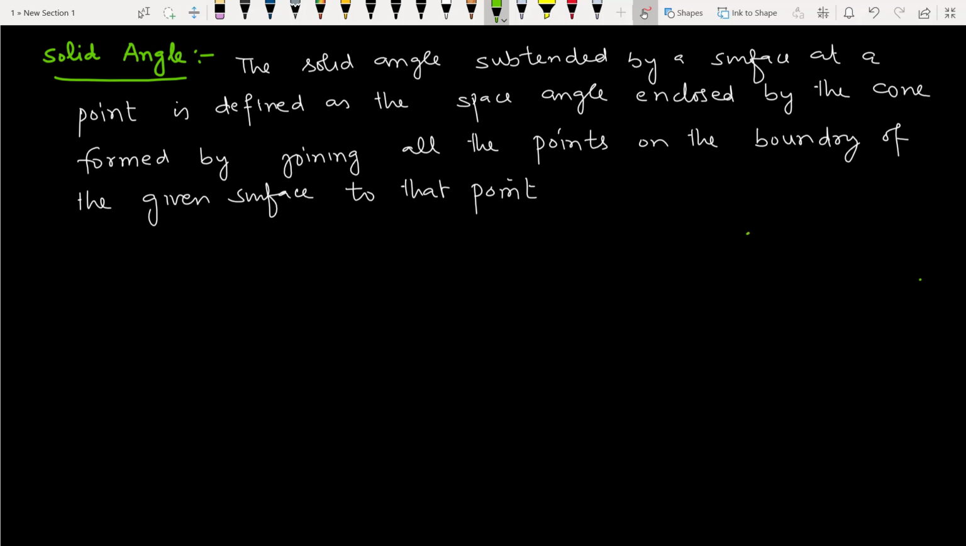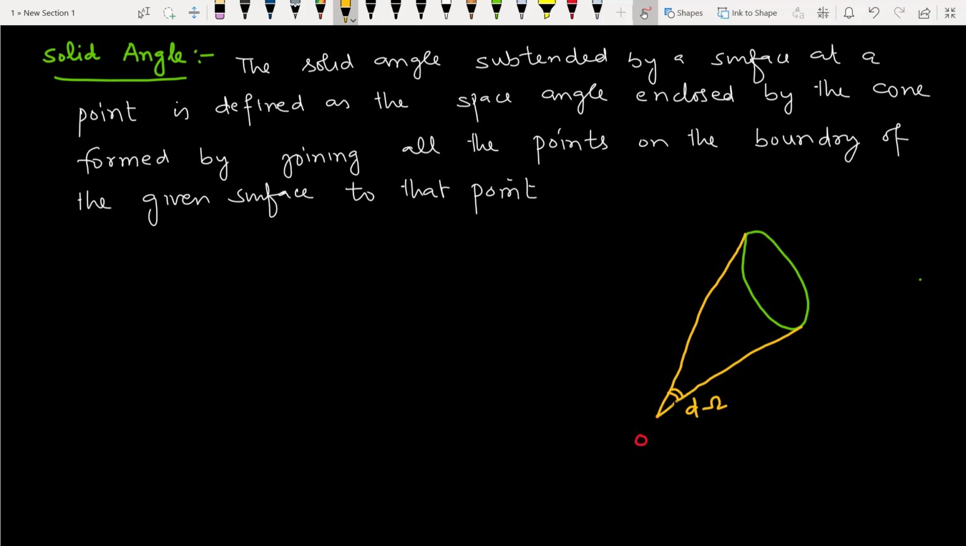So suppose we have a surface and this is the point, and we wish to know how much angle this surface, shown by a green circle, subtended at point O. For that, we form a cone by joining each and every point on this circle with point O. Then the angle subtended at point O is called solid angle, and it is written with the symbol d omega. So this is called the solid angle.